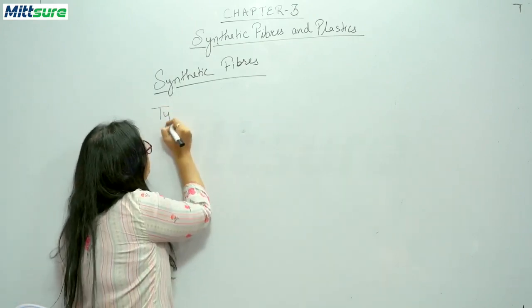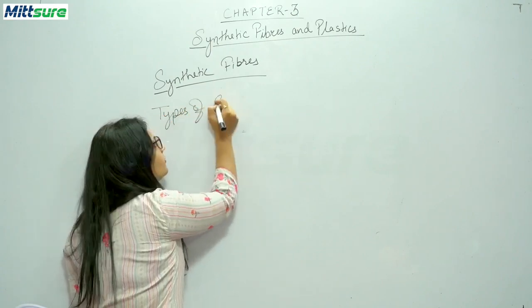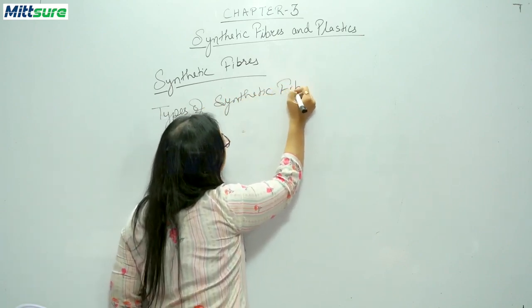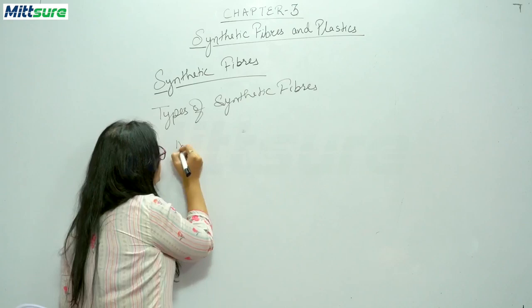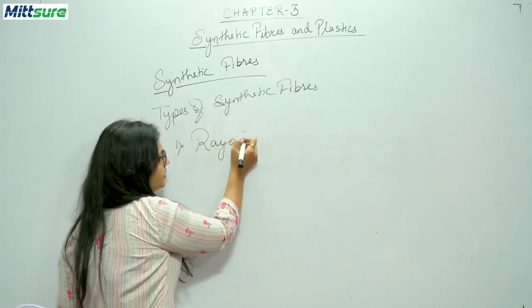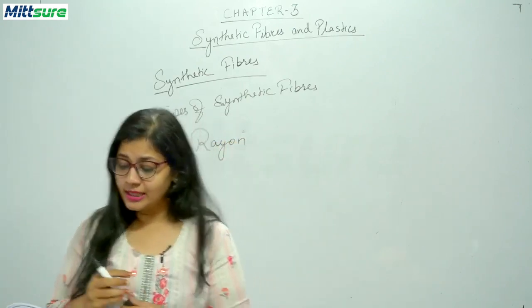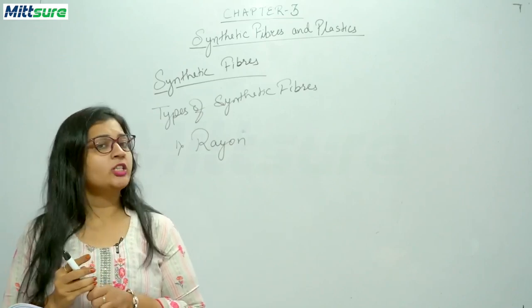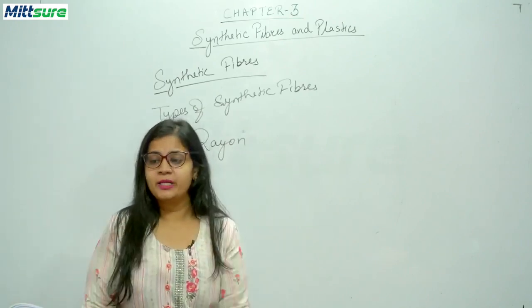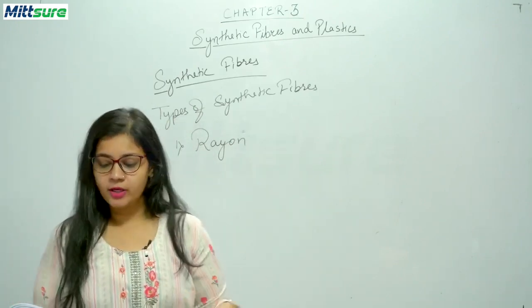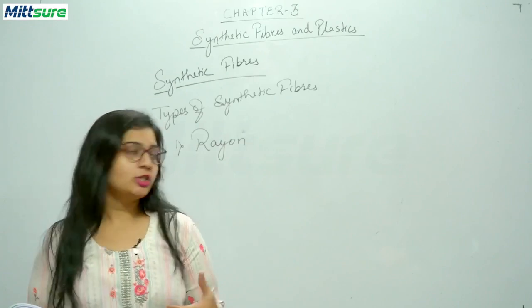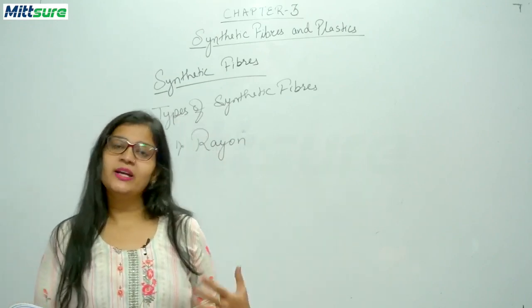So let me write down types of synthetic fibers. First type is rayon. Okay, now rayon, you know, silk is the fiber with a velvety touch and a shiny look. It was first made in China, but it is quite expensive, so people wanted a cheap alternative which could be made artificially. So the scientists studied the composition of silk and tried to recreate it in the lab.